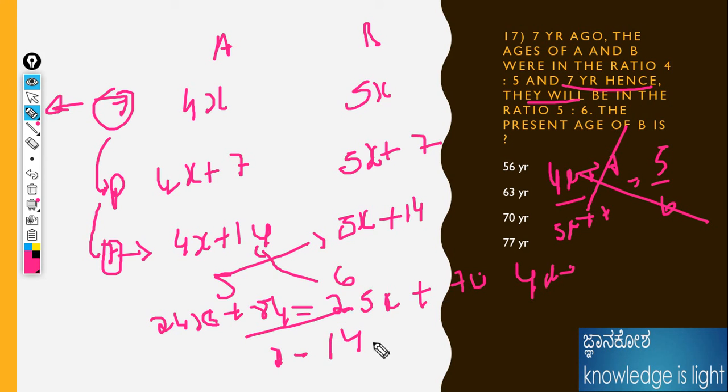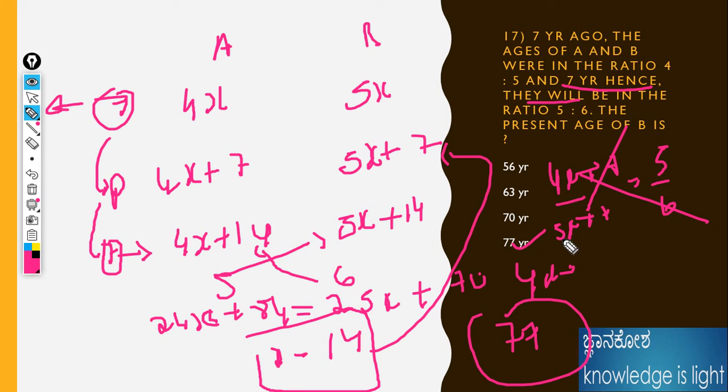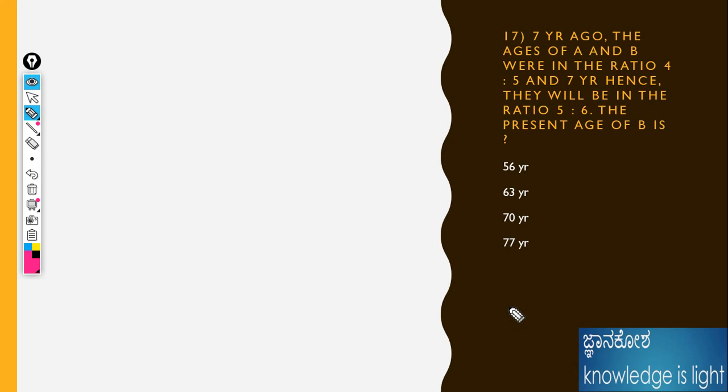What is the question asking? The age of B is asked. Therefore 14 fives are 70, and 70 plus 7 is 77. If the question is asking about A, 14 fours are 56, 56 plus 7 is 63. Like that we need to answer the question in any problem. Now the answer is about B: 5x with x as 14, 14 fives are 70, 70 plus 7 is 77, the answer for this question. The option is D.